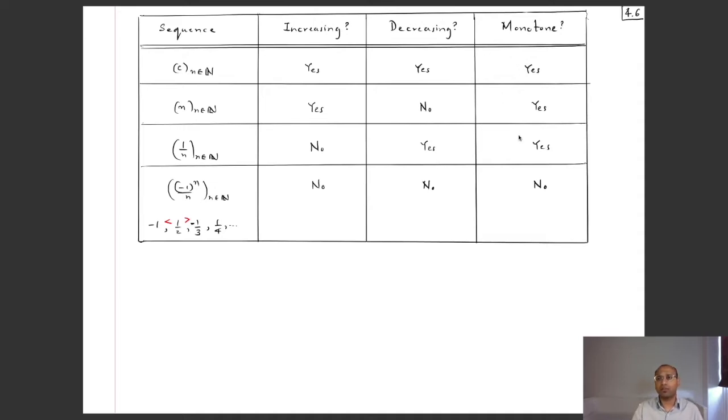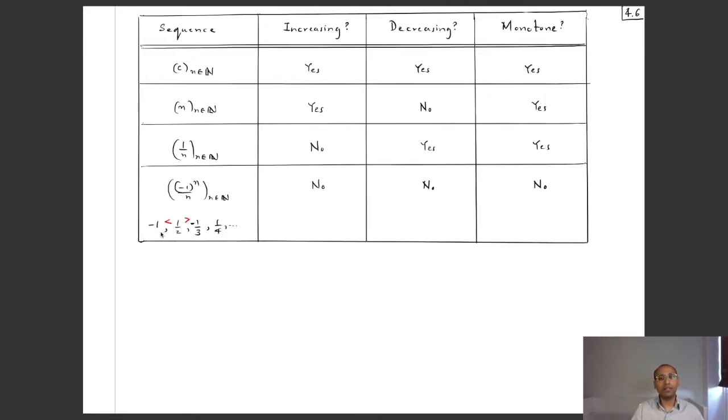So far all our sequences were monotone, right? Either increasing or decreasing. But now here's an example of a sequence which is not monotone. So it is neither increasing nor decreasing. You have minus 1 to the power n divided by n. The terms of the sequence are minus 1, half, minus a third, a fourth, minus 1 by 5, and so on.